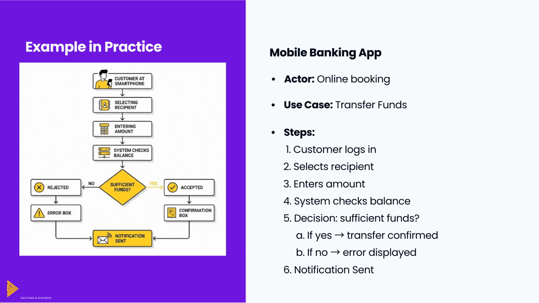Let's walk through a real example. Imagine a mobile banking app. The actor is the customer, and the use case is transfer funds. First, the customer logs in and selects a recipient. Then, they enter the transfer amount. The system checks the balance. Here's a decision point. If the funds are sufficient, the transfer is confirmed. If not, an error message is displayed. Finally, a notification is sent to the customer.